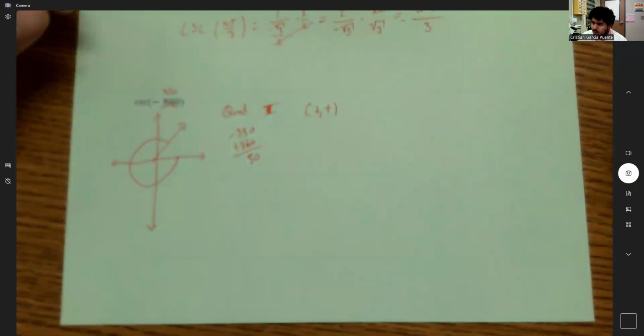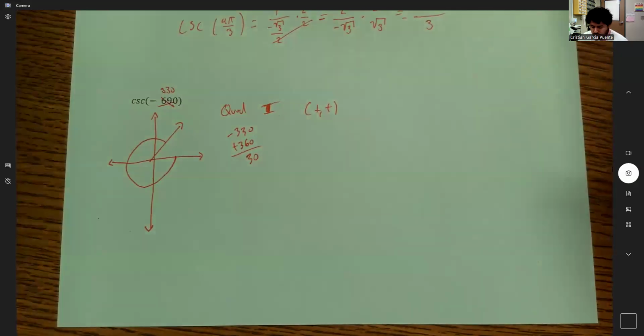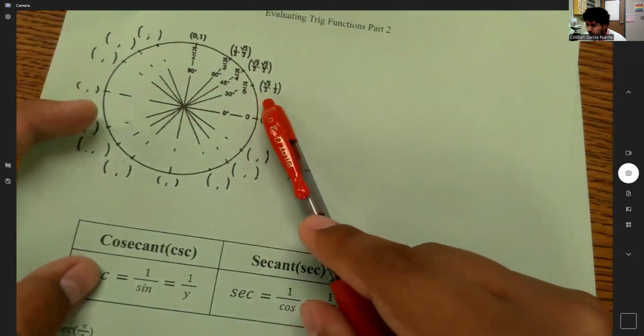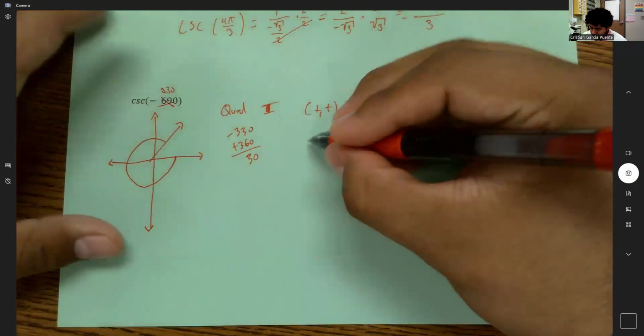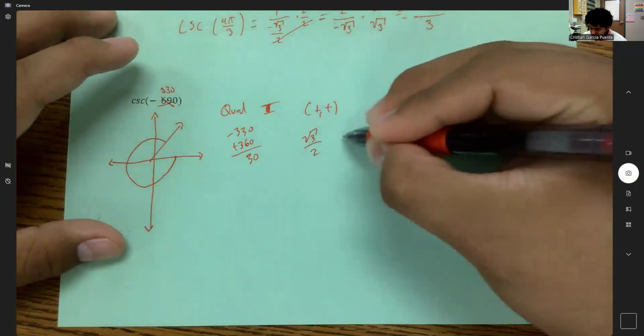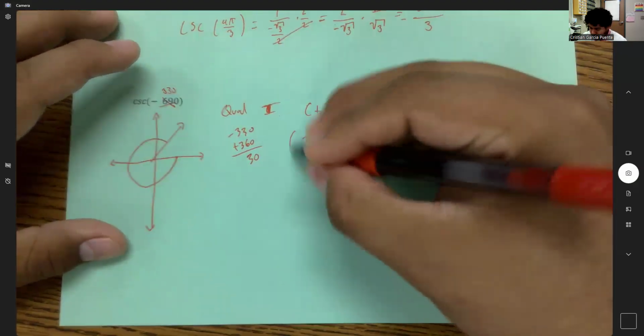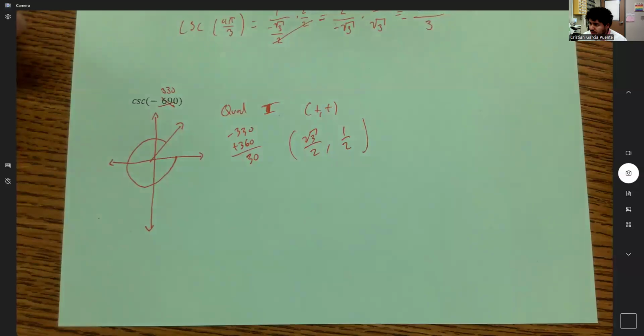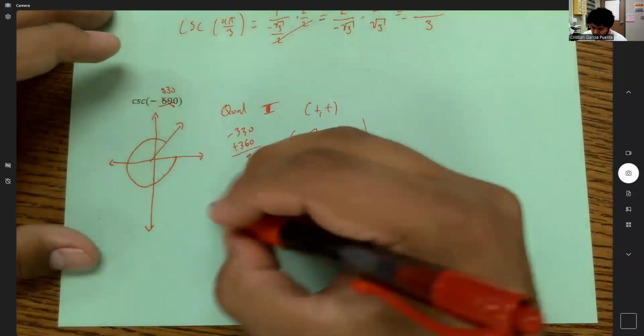Now, with those 30 degrees, you're going to go to your chart. 30 degrees, what is it? Root 3 over 2 and 1/2. So it's going to be root 3 over 2 and 1/2. And since it's plus plus, we don't have to change it. We can just leave it how it is. Now, we just go straight into our answer.